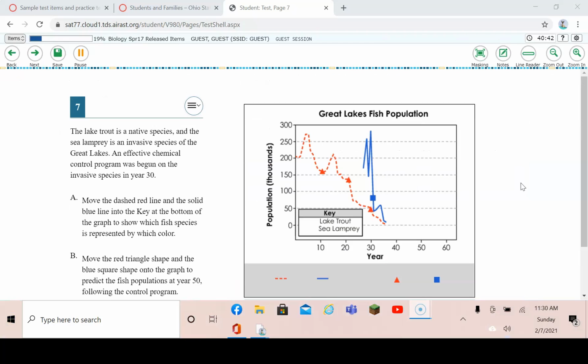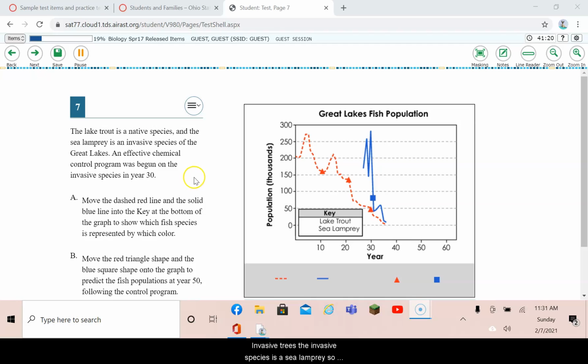Question number 7. Lake trout is a native species, and the sea lamprey is an invasive species of the Great Lakes. An effective chemical control program was begun on the invasive species in year 30. So here's our chart, and here's year 30, and here are the populations in thousands of our fish. See our first question. Move the dashed red line and the solid blue line into the key at the bottom of the graph to show which fish species is represented by which color.